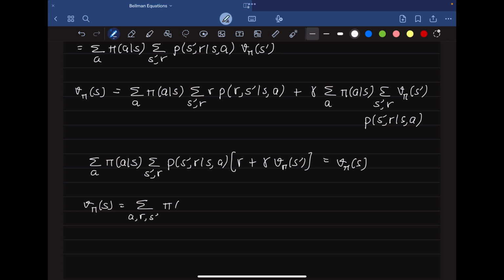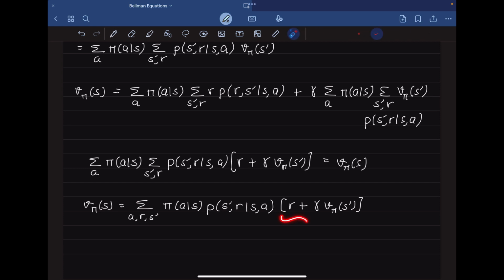The probability of taking a particular action in the current state and the probability of landing in the next state and getting the reward R, given that you are in the state S when you took the action A, multiplied by R plus gamma times the value function of the next state. So this is basically the expected value of this term over here for all the possible actions, rewards, and next states that you can have. So we have taken all the possible triplets of the action, reward, and the next state, and we have multiplied the probability of getting this particular triplet with the return that we can get.